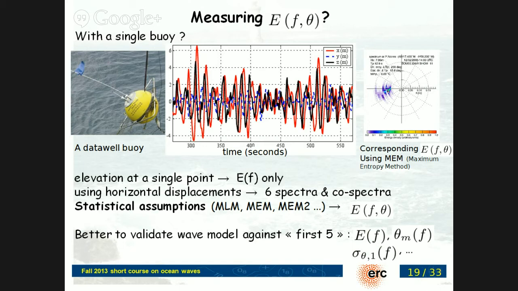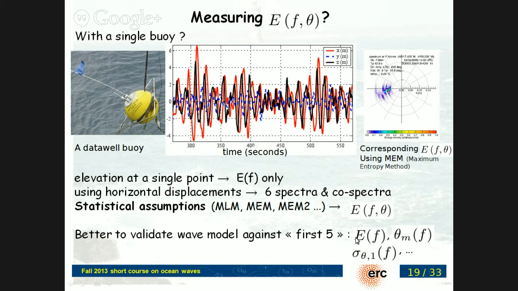This is, as you may know, because the water particle motion in deep water is mostly a circle. In shallow water, it's going to be an ellipse squished on the vertical. And so the ratio of the vertical to horizontal displacement is only a function of frequency and water depth. That tells you nothing about the direction. So you're left with only 5 parameters to estimate the directional distribution.